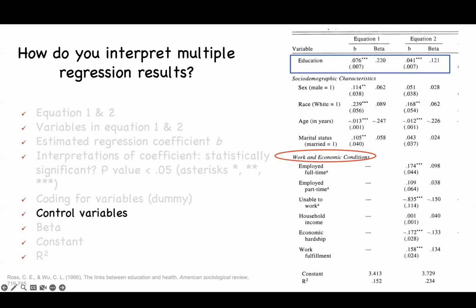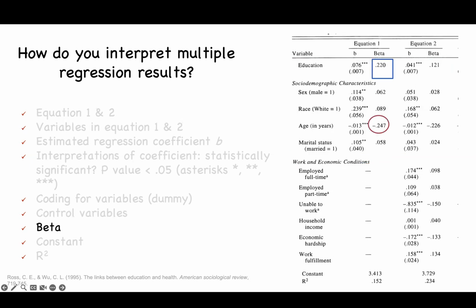So let's compare the 2 equations one more time. You may notice the coefficient for education changed when we control for work and economic conditions from equation 1 to 2. It decreased from 0.076 to 0.041 when other variables are introduced into equation 2. What does it tell us? It tells us that the work and economic conditions variables play a very important role in mediating the impact of education on self-rated health.